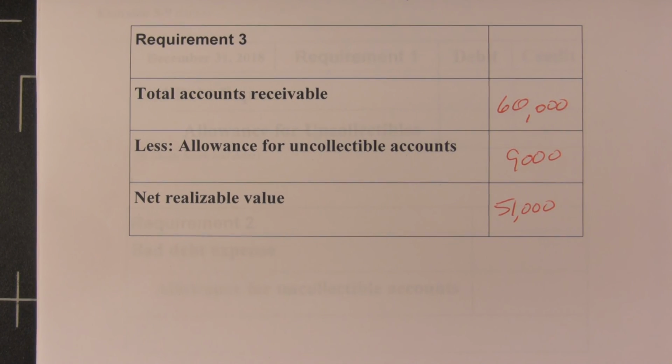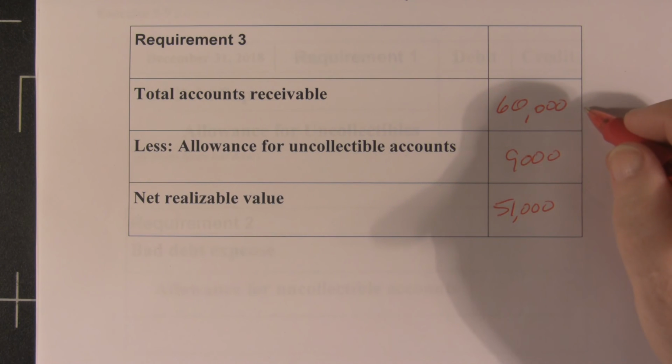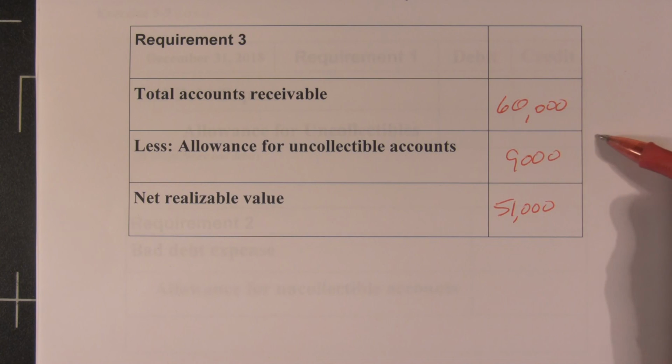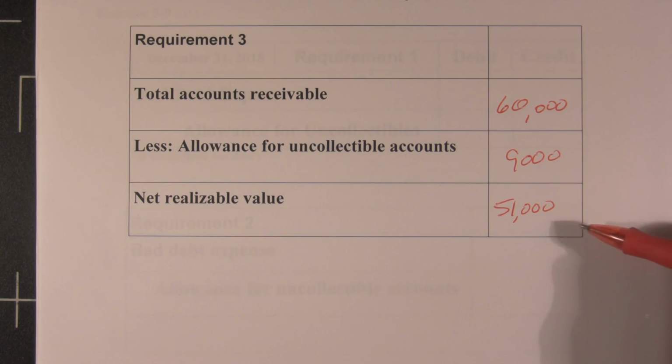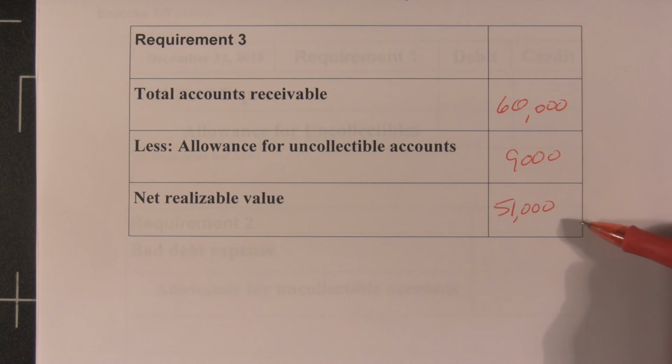So we're telling people who use our financial statements, altogether we have $60,000 in receivables. We expect not to collect 9,000 of them. So the total value of our accounts receivable is really $51,000. Accounts receivable at net realizable value.